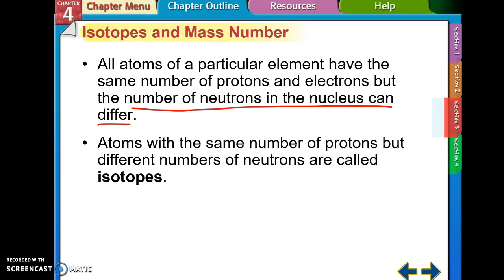That's because atoms with the same number of protons but different numbers of neutrons are called isotopes. So this would be like something that has 4 neutrons, something that has 5 neutrons, something that has 7 neutrons. The mass is going to change based on the number of neutrons. The atomic number will always stay the same. So your number of protons will always stay the same, but your number of neutrons is going to change.